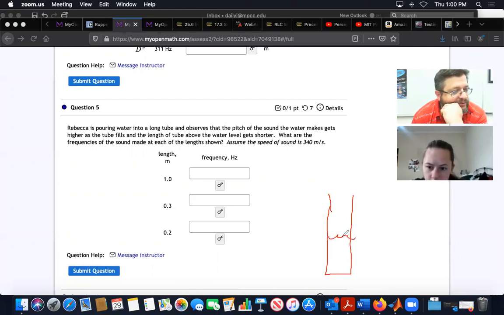Right. And so at different lengths, the pitch that you're going to hear is going to be the fundamental pitch. That's the one that's the most likely. So you're going to fit 1/4 of a wave into whatever length they give you here. So the wavelength will be 4 times these numbers every time. Okay.